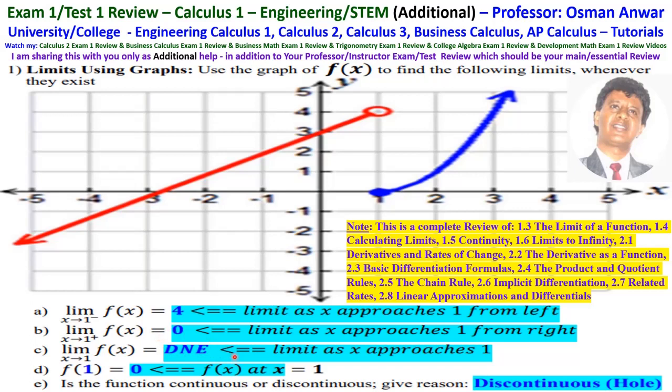Then D is, you stand here on 1, you look up, it is a hole, does not exist. Then where you stand, f of 1 is 0. So that means, is this function continuous or discontinuous? It is obviously, you can see the big gap here, the hole. That means this function is discontinuous.